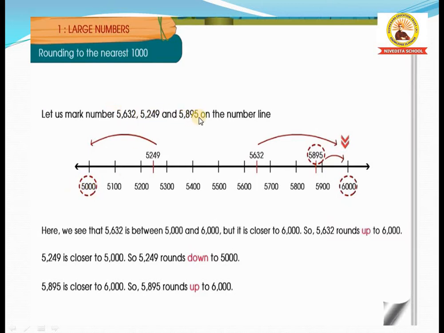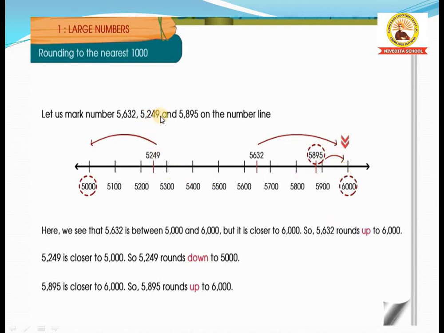So 5000 to 6000. 5000, 5100, 5200, 5300, and so on up to 6000 we have to write on the number line. Now mark 5632. It will come after 5600. We will mark it here, between 5600 and 5700. Is 5632 nearest to 5000 or nearest to 6000? Yes, it is closest to 6000. So we will write 5632 rounds up to 6000.